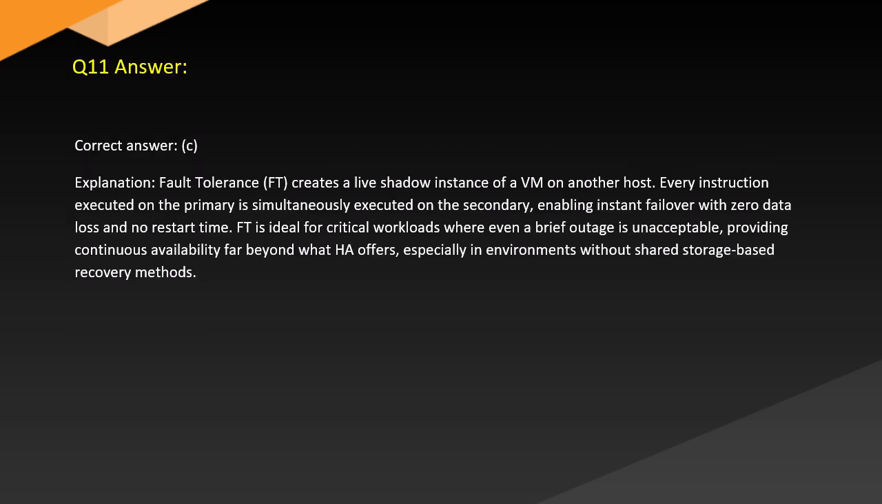Answer. Correct answer: C. Explanation. Fault Tolerance creates a live shadow instance of the VM on another host. Every instruction executed on the primary is simultaneously executed on the secondary, enabling instant failover with zero data loss and no restart time. FT is ideal for critical workloads where even a brief outage is unacceptable, providing continuous availability far beyond what HA offers, especially in environments without shared storage-based recovery methods.